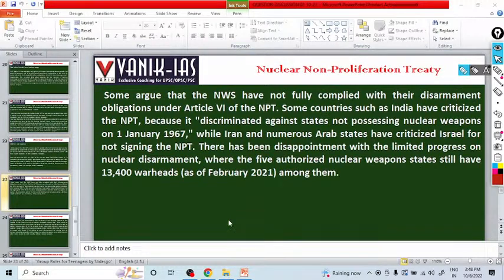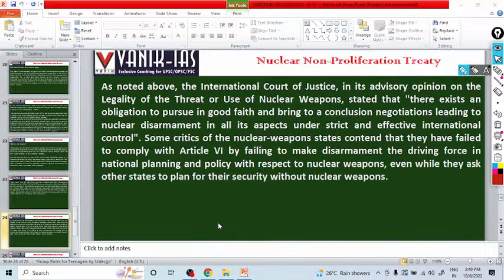Fine. Some argue that the nuclear weapon states have not fully complied with their disarmament obligations under Article 6 of the NPT. Some countries such as India have criticized the NPT because it discriminated against states not possessing nuclear weapons on 1st January 1967, while Iran and numerous Arab states have criticized Israel for not signing the NPT. There has been disappointment with the limited progress on nuclear disarmament, where the 5 authorized nuclear weapon states still have 13,400 warheads as of 2021, which might have increased by now. So this is the biggest limitation of the treaty.